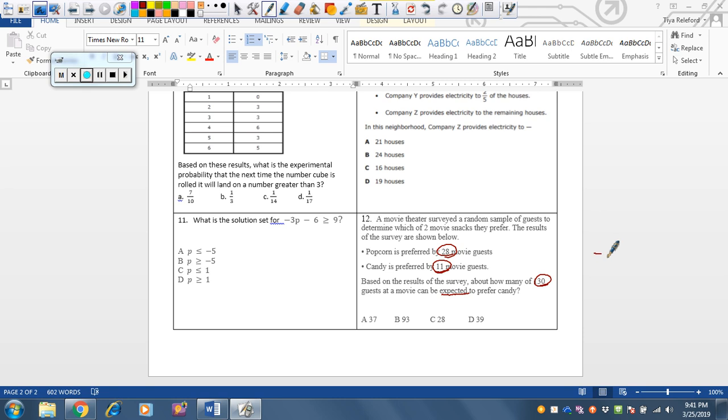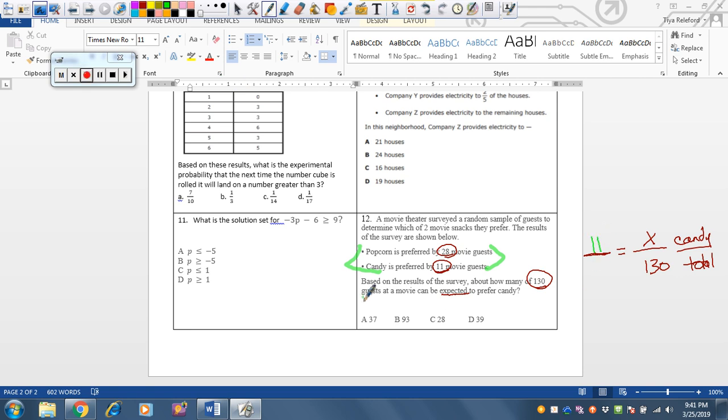Predict or expect means proportion. Sorry, I circled that, I couldn't read it. We need to know how many out of 130 want candy. So candy's on top and our total's on bottom. In real life, what really happened is right here. So what's the number for candy? 11, out of your total.